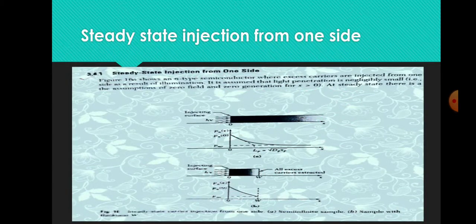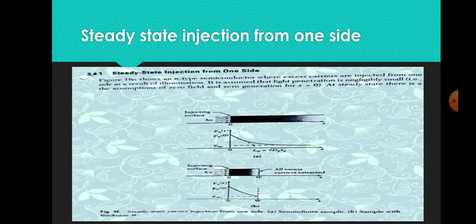As is shown in this figure, we have an n-type semiconductor where excess carriers are injected from one side as a result of illumination. It is assumed that light penetration is negligibly small, that is, under the assumption of zero field and zero generation for x greater than 0. At steady state, there is a concentration gradient near the surface.